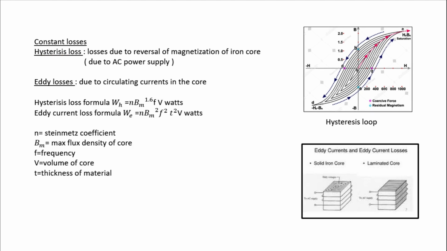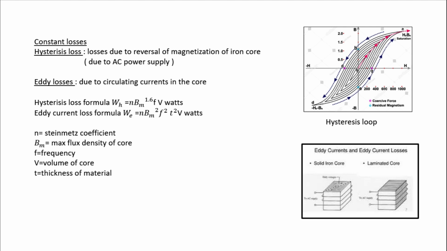So the hysteresis loss formula is given by Wh is equal to eta, the coefficient of hysteresis, Bm raised to 1.6 f V watts, and the eddy current loss formula is We is equal to eta, again the coefficient of eddy current loss, Bm, the maximum flux density, Bm square, f square, t square, V watts, where t is the thickness of the material and V is the volume of the core.